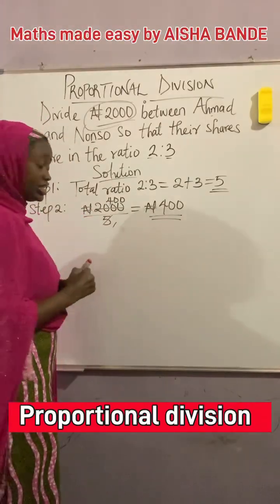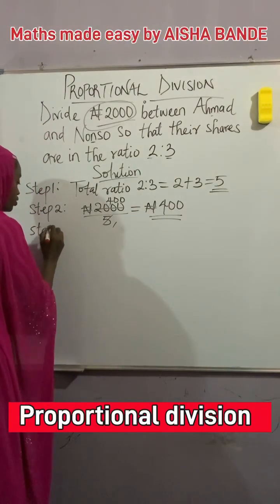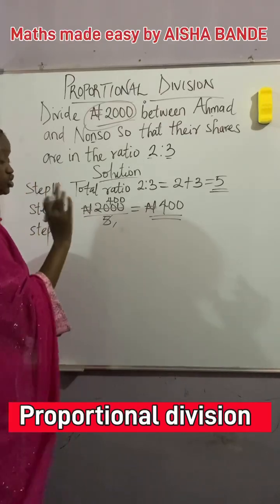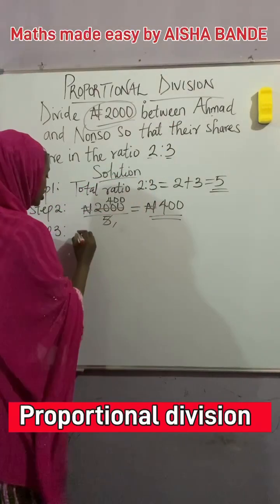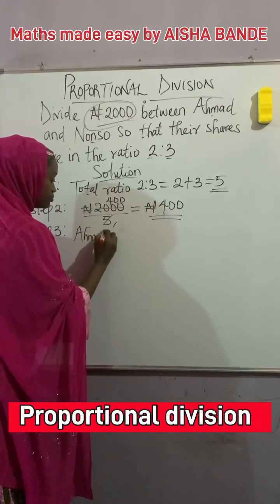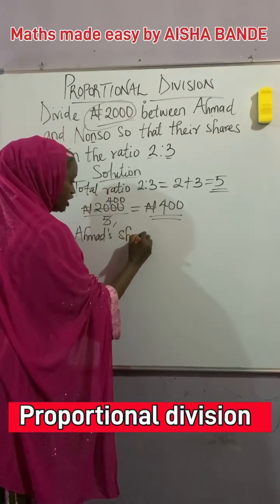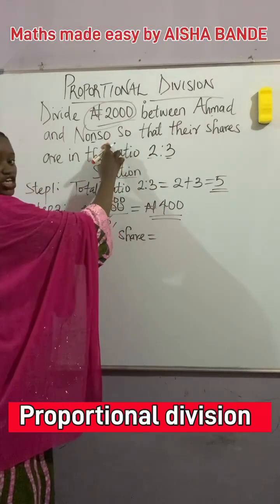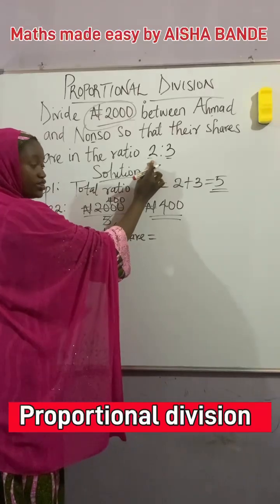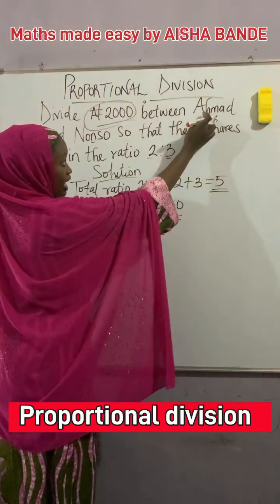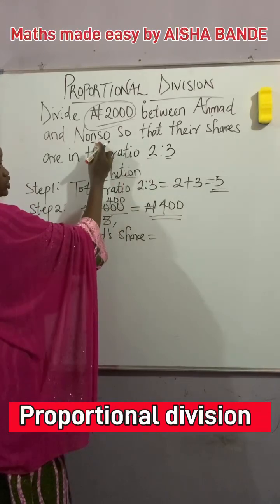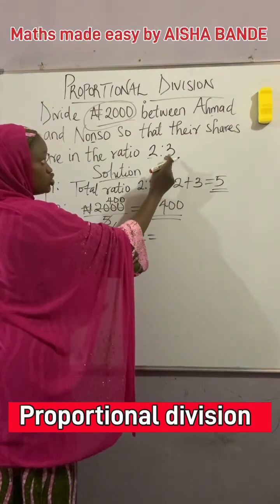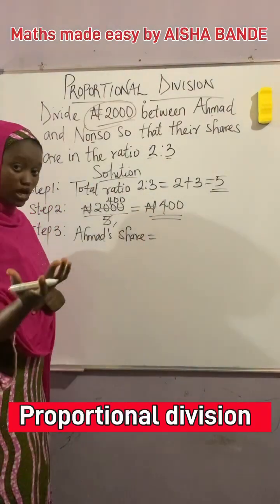So we'll move on to the next step, step 3. Step 3 is for us to find the individual share. So let's start. The first name we have here is Ahmed. Let's calculate Ahmed's share. The first name is Ahmed, the second is Nonso. The first ratio is 2, the second ratio is 3. That means Ahmed is carrying the first ratio of 2, while Nonso is carrying the second ratio of 3. As you can see, Nonso has a higher ratio compared to Ahmed.